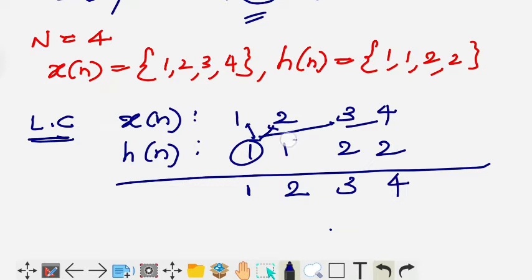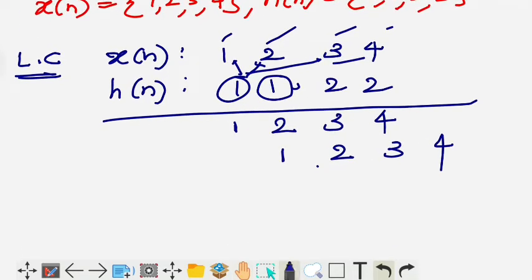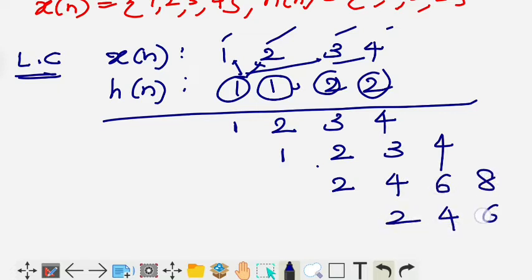Then leave one column. Take another value in h of n and multiply it with each element of x of n, that is 1 2 3 4. Let's leave one column and proceed: 1 into 1 is 1, 1 into 2 is 2, then 3 and 4, and do similarly for the next 2 and 2. That becomes 2 1 are 2, 2 2 are 4, 2 3 are 6 and 8, and do the same thing for the rest of the elements as well.